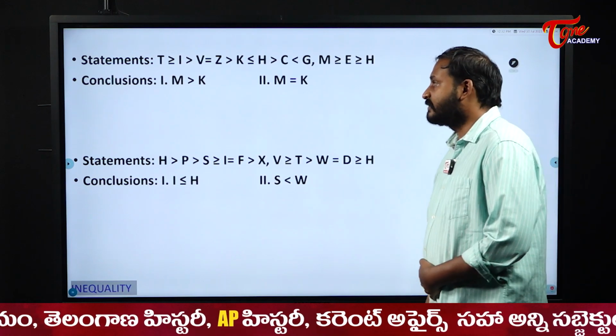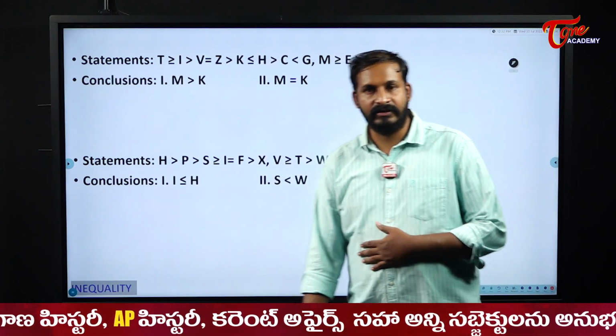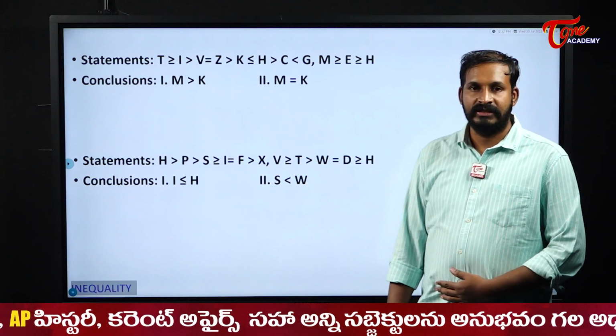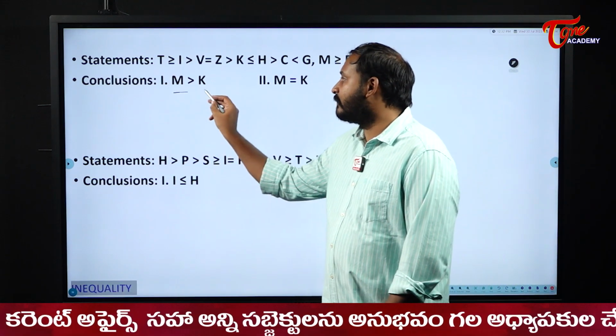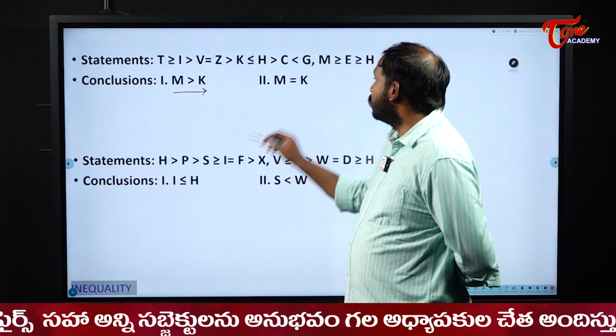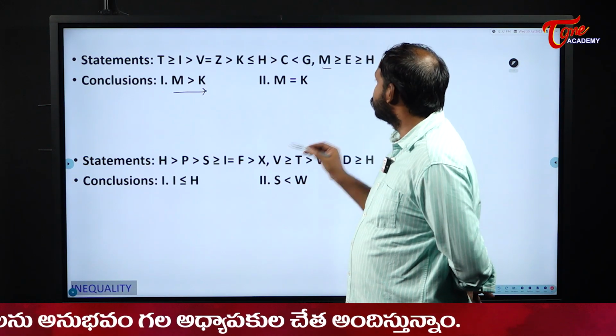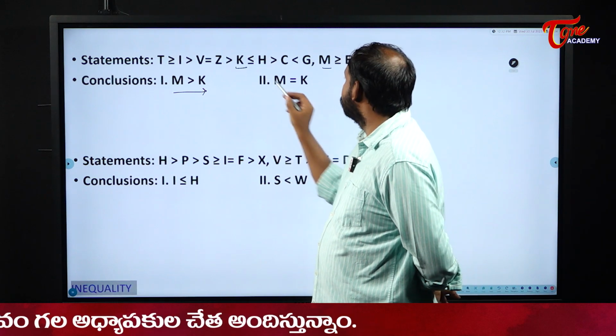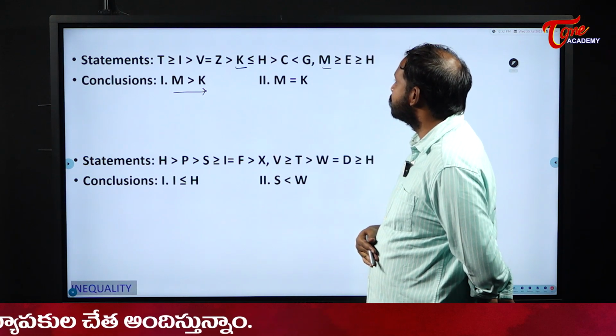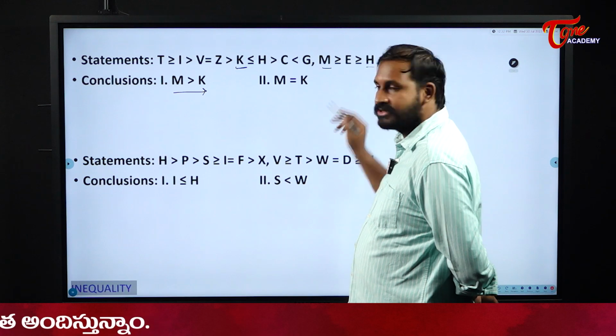Next, solve this one, students. Pause the video and solve these two questions. M to K. I should travel from M to K. So where do I have M? Here, here. Is there any other M? No, that's it. Where do I have K? Here. What is the linkage between these two, students? These two relations is H.